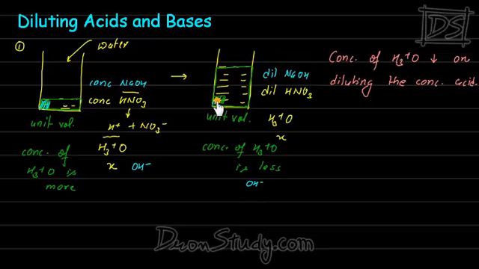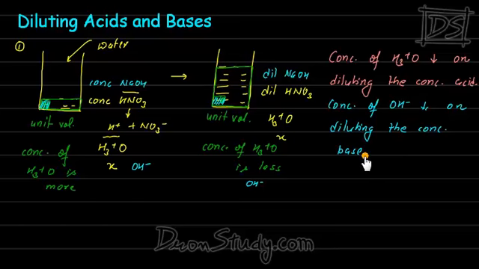Now again students, if we take a small volume here and a small volume here, we would see that the concentration of hydroxide ion is more here, and the concentration of hydroxide ion is less here. So we can write that the concentration of hydroxide ion decreases on diluting the concentrated bases. It's a very simple thing that whenever we dilute a concentrated acid or base, in case of acid the hydronium ion, and in case of bases the hydroxide ion, their concentration becomes less.